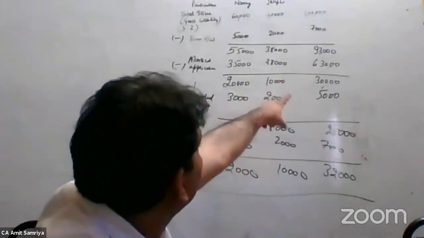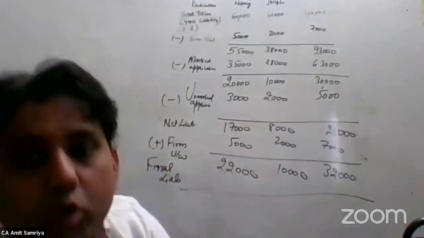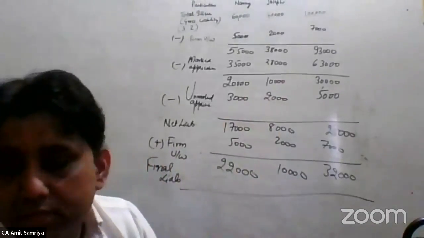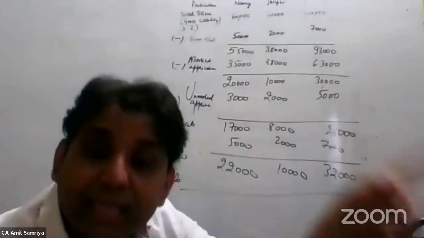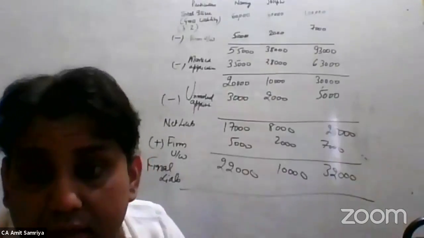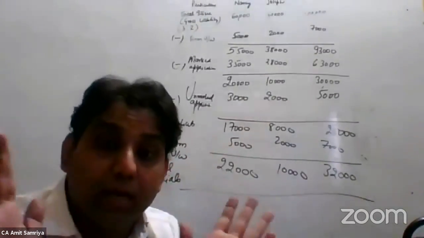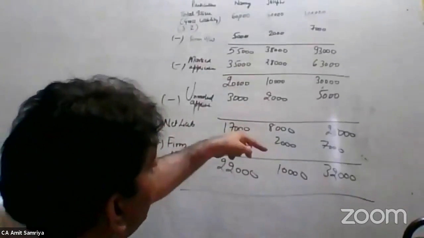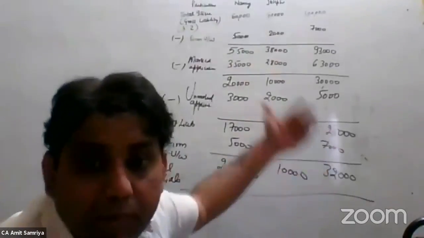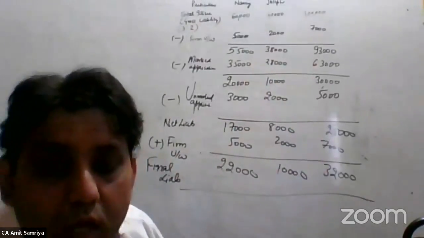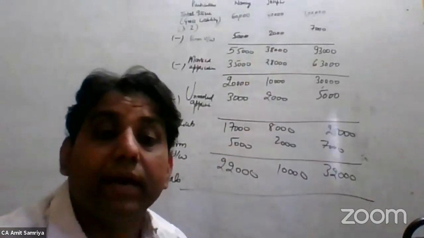So marked is 63, unmarked is 5. So total is 68. Total liability is 1 lakh shares. Public has taken 68,000 shares, marked and unmarked. So now underwriters are to take 32,000 shares in total. Out of 32, 7 is for firm underwriting. So 25 is remaining underwriting. 25 plus 7, 32. So this is the method of calculating underwriter's liability.